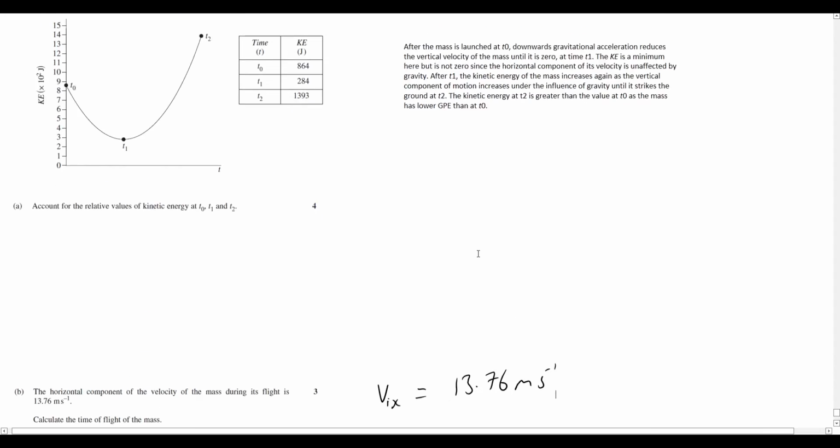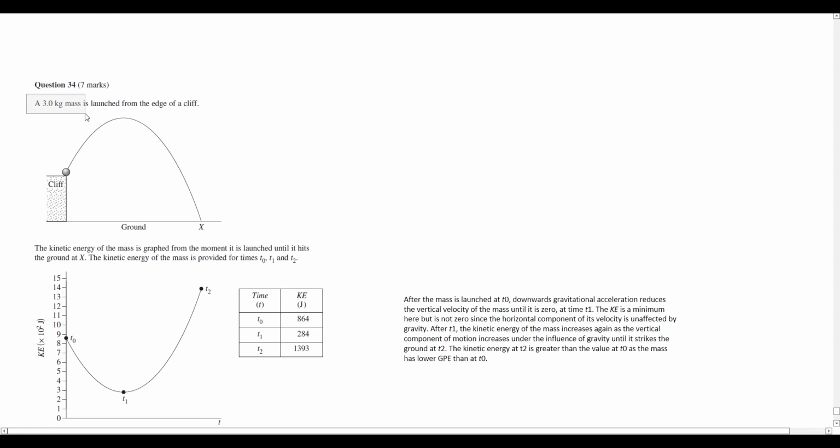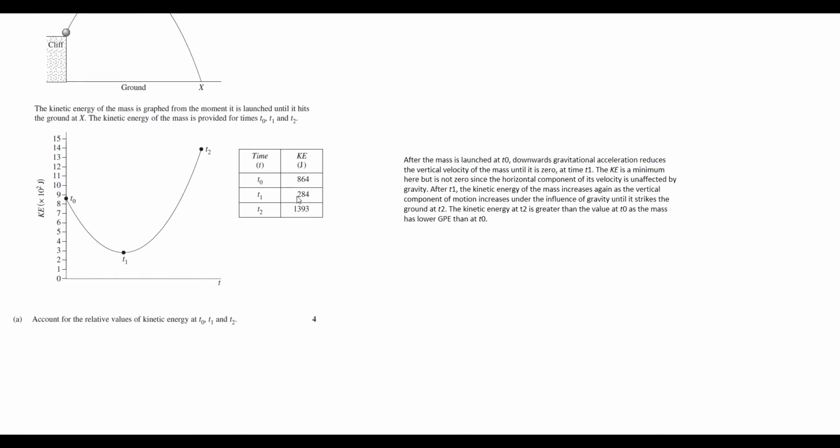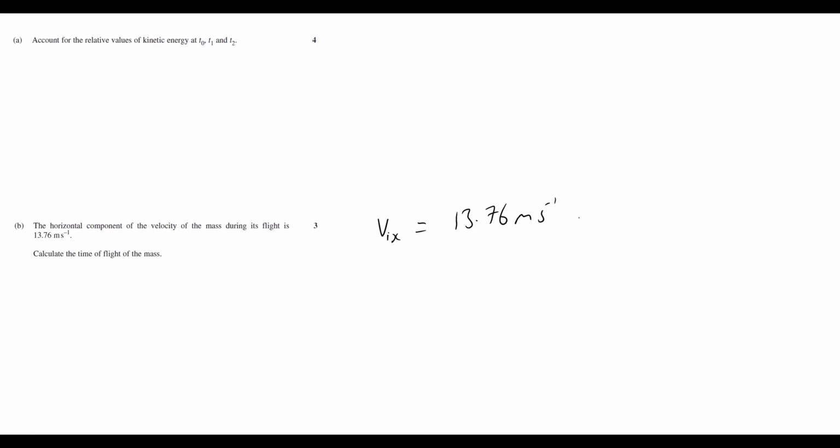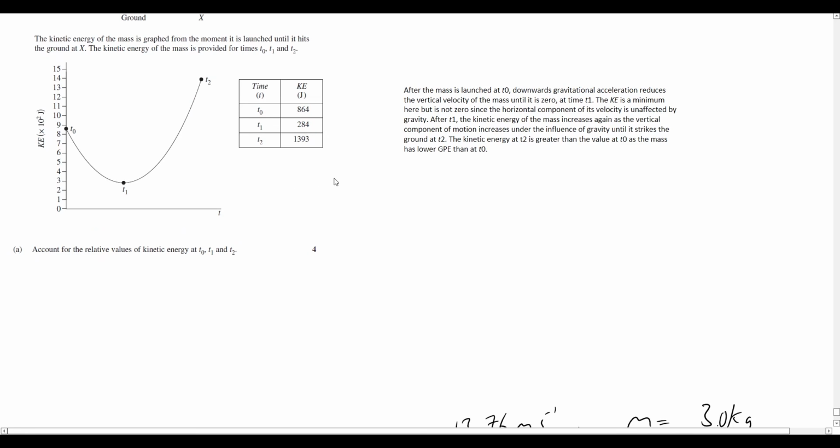So what I might say is Vix, so the initial x velocity, is equal to 13.76 meters per second. So let's see what other information we know about this whole setup. So first of all, we also know that the mass is 3 kilograms. And we also know the energy at each different point here. So let's have a quick think about that. So we'll say mass equals 3 kilos, or 3.0 if I want to keep it to two significant figures. So what do we know? We've got velocity, we've got mass, and we've got kinetic energy.